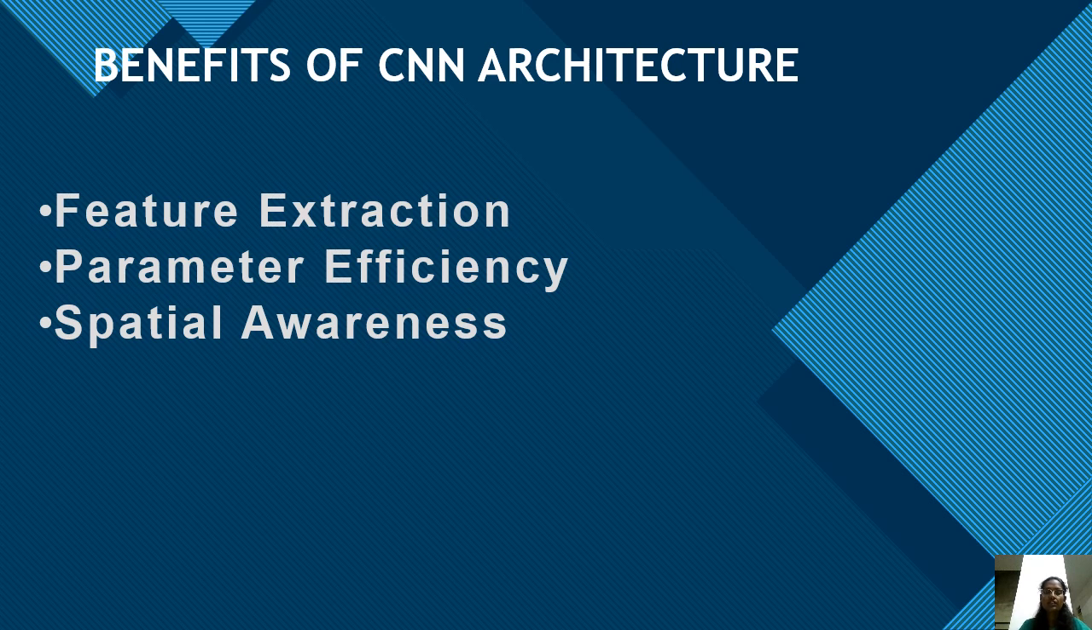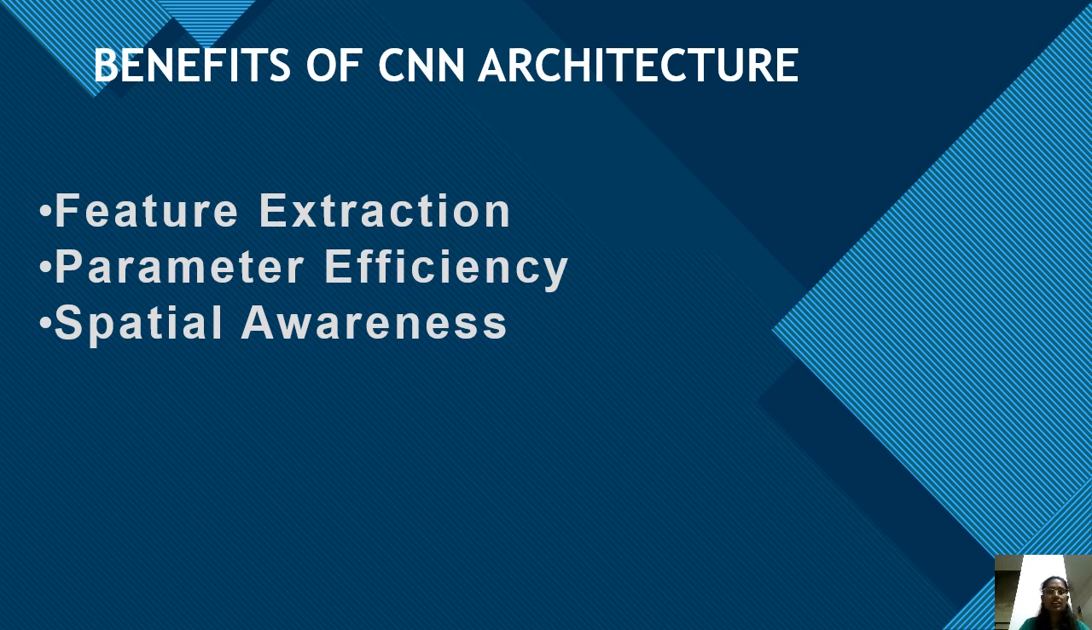The next benefit of CNN architecture is parameter efficiency. By sharing weights across the filter elements and using local connections, the CNN achieves good performance with fewer parameters compared to fully connected neural networks for image data or any other input data. This is parameter efficiency.